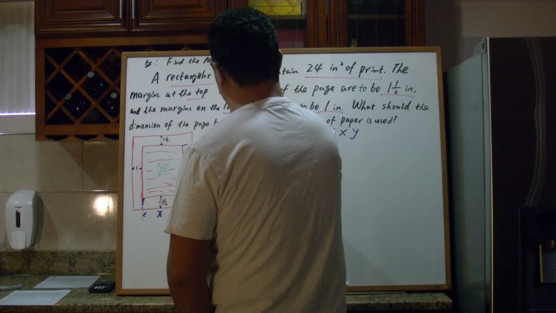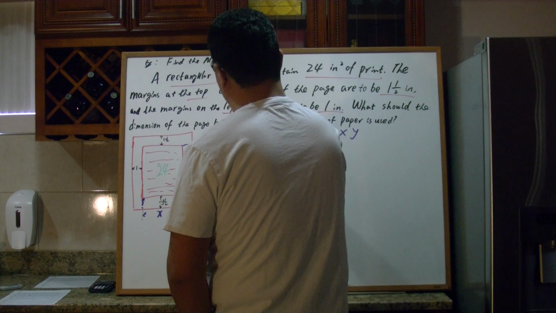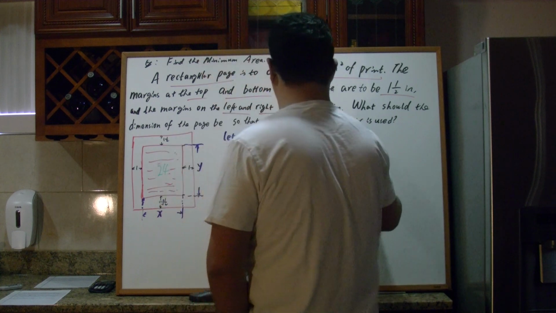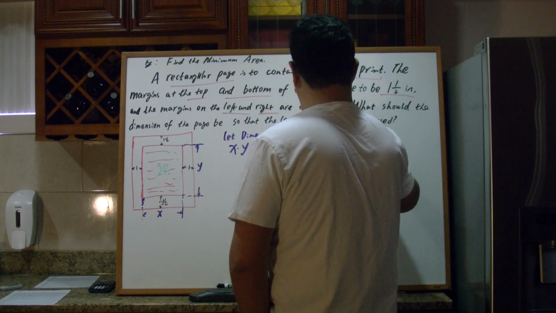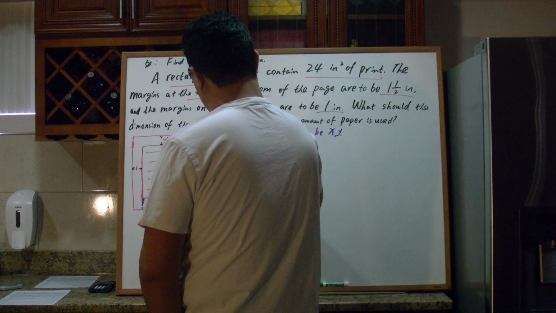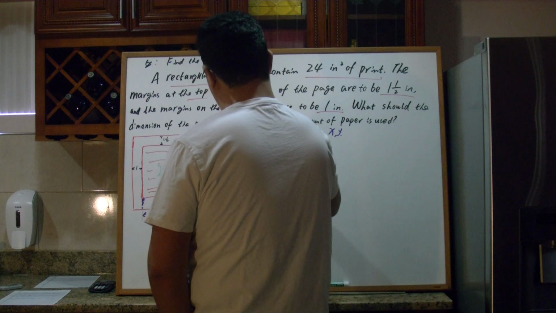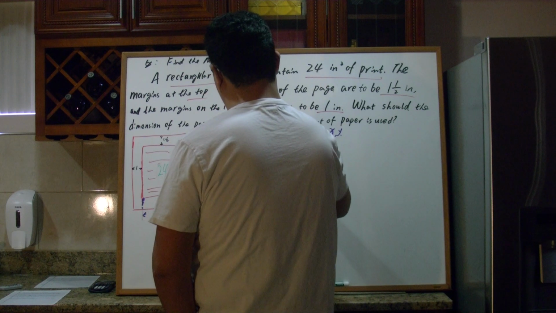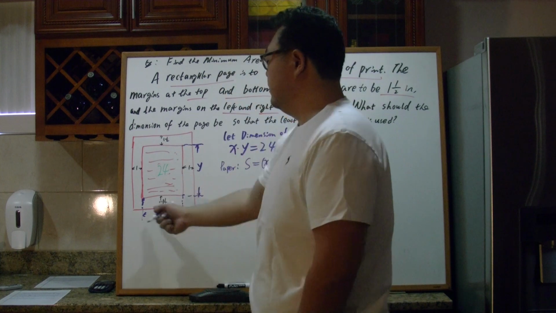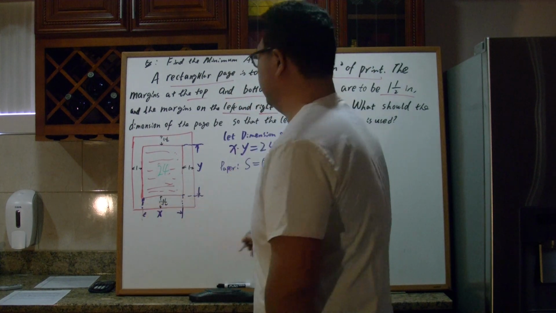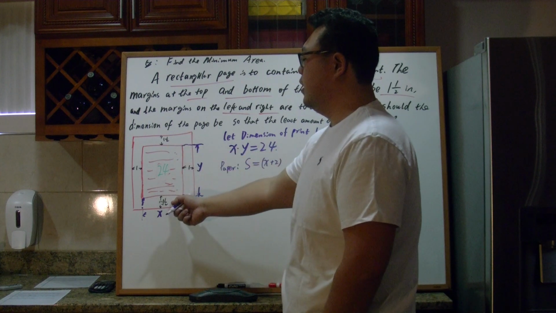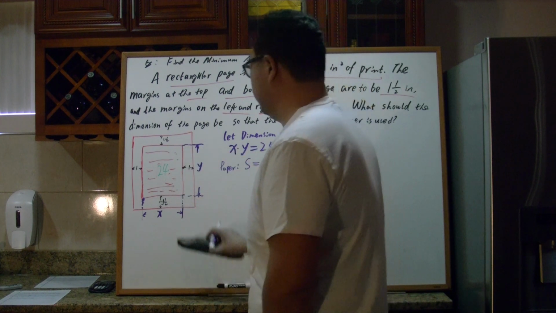Now we know that x times y is 24, and the paper being used is the area of x plus 2 times y plus 3. Since x is this length, the paper adds the margin to it. y is the printing height, plus 2 margins, that's 1.5 each.